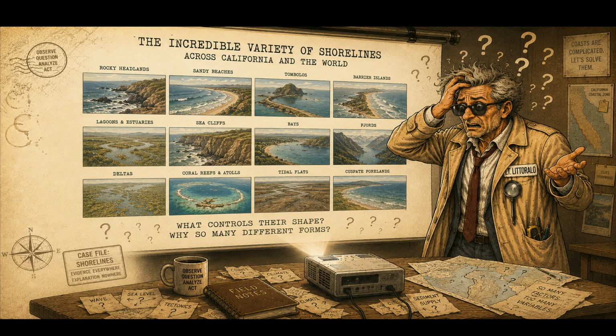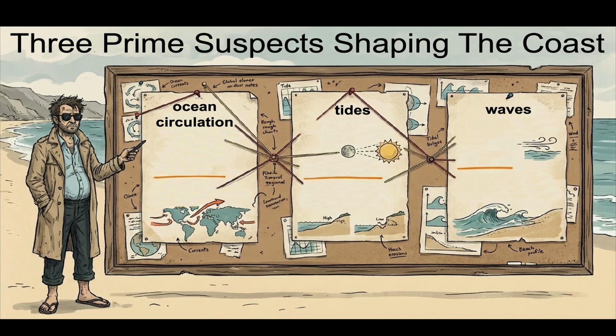Now, the lieutenant is confused by all these different landforms he sees along our coasts, and he's trying to figure out, hey man, how is it that we can get all these different coastlines, these different shapes? What's going on here? What's controlling this stuff? And so he immediately figures out that we have three prime suspects. We have ocean circulation, we have tides, and we have waves.